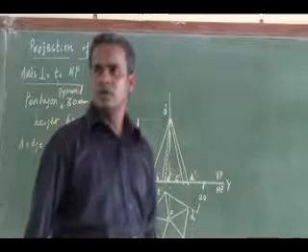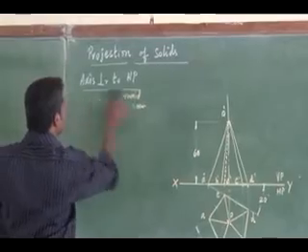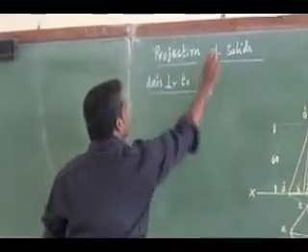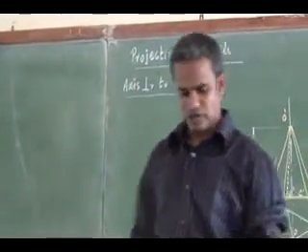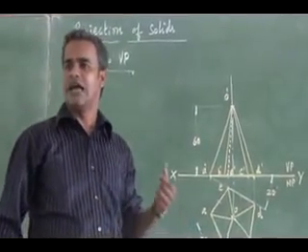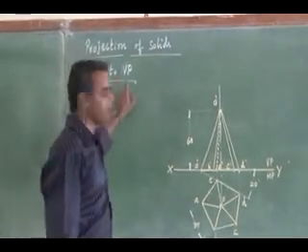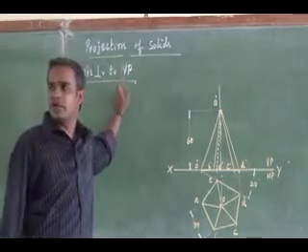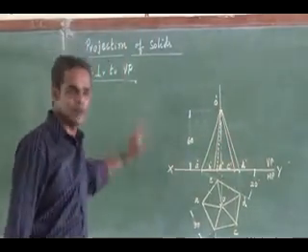Quickly try a problem. The next orientation I'm going to give is axis perpendicular to VP. If the axis is perpendicular to VP, it means I can see the base, I can draw the base on VP. Wherever the axis is perpendicular, there I can get the true shape of the base. Now the axis is perpendicular to VP.